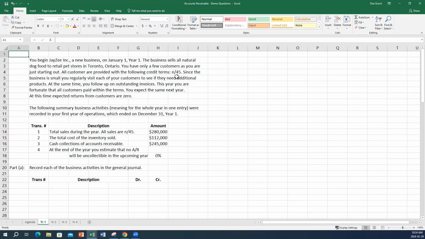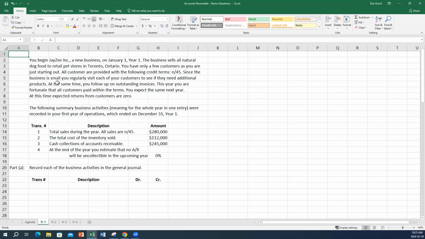So why would you give them terms of N45? Well, because you want to generate business with new customers, and new customers aren't likely to purchase a brand new product that they've never had in their store before unless you're willing to fund it, which is what you're doing when you sell on account. You are funding your customer's business because they can sell the product that they haven't even paid for yet. So you are encouraging customers to pick up your product by offering them advantageous terms.